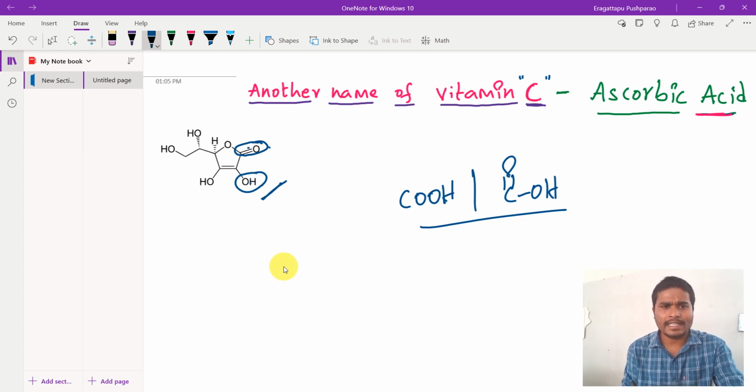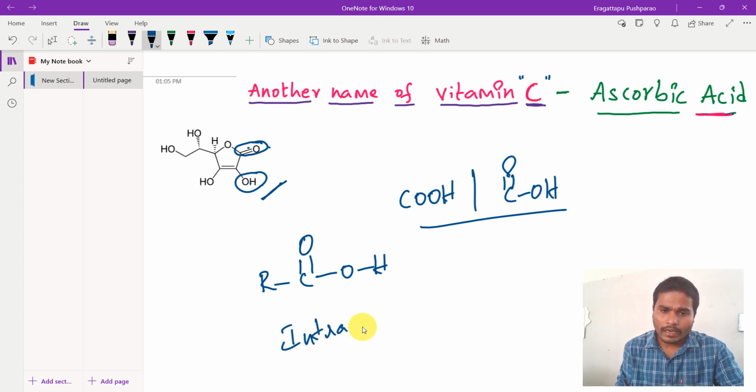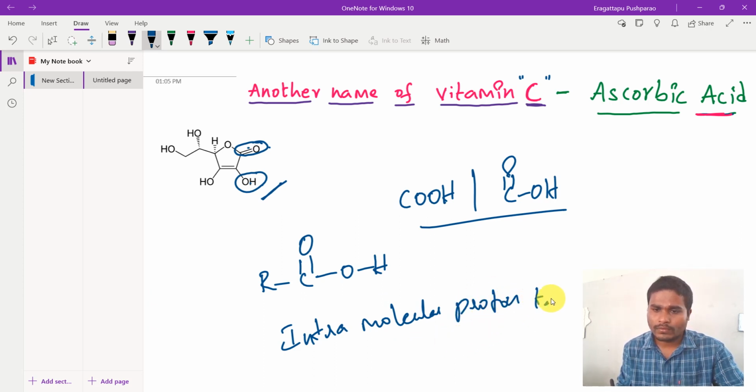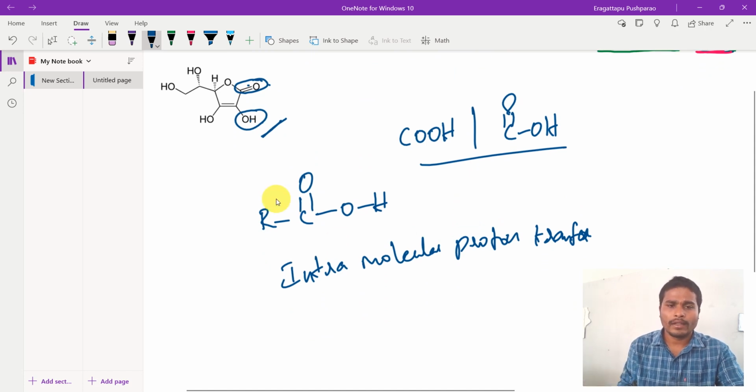Actually, any carboxylic acid that you take, here I am taking the general formula of a carboxylic acid, that is RC double bond OH. This carboxylic acid continuously undergoes one thing, that is intramolecular proton transfer. From where to where does it happen?